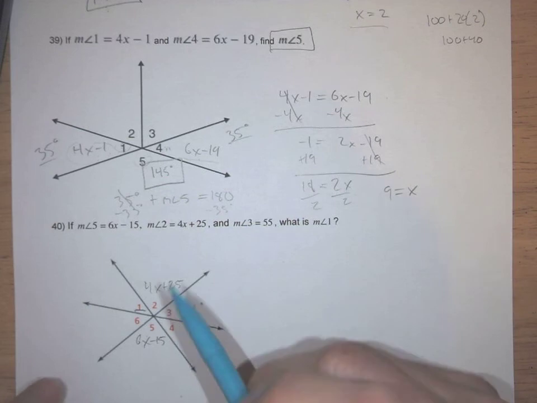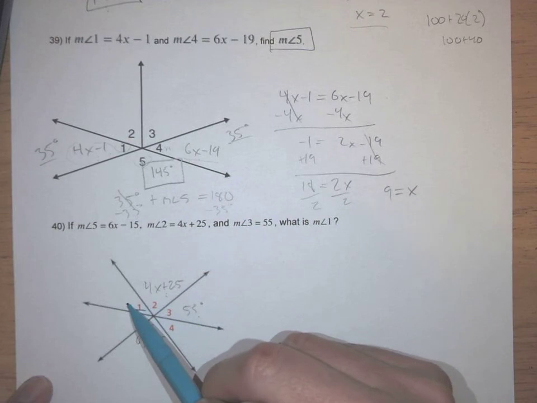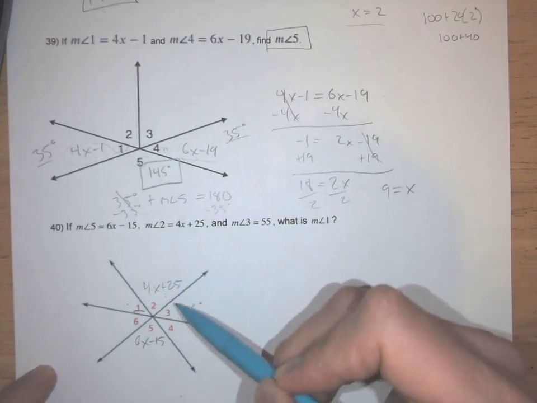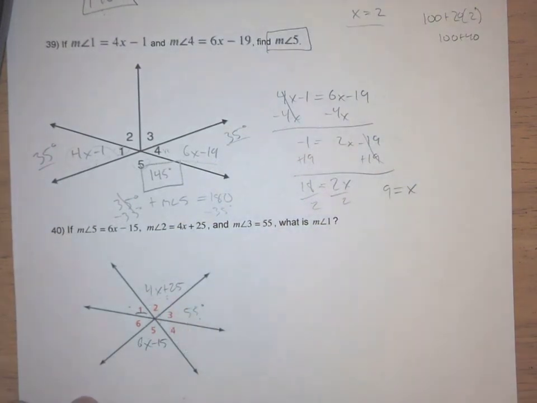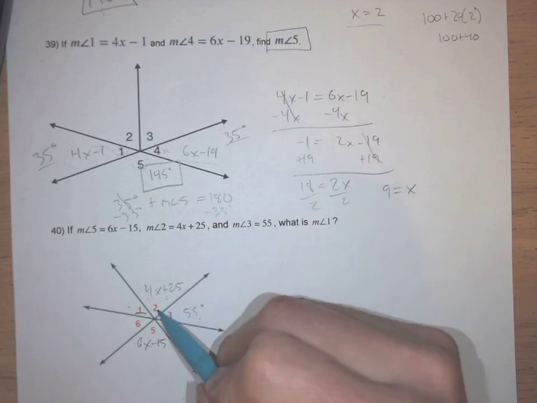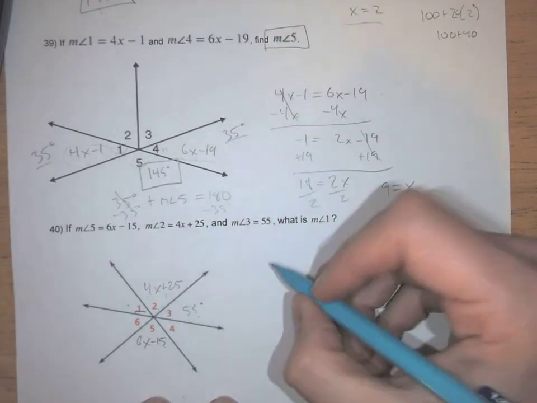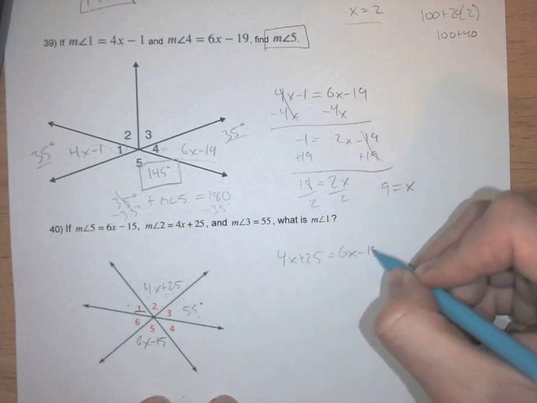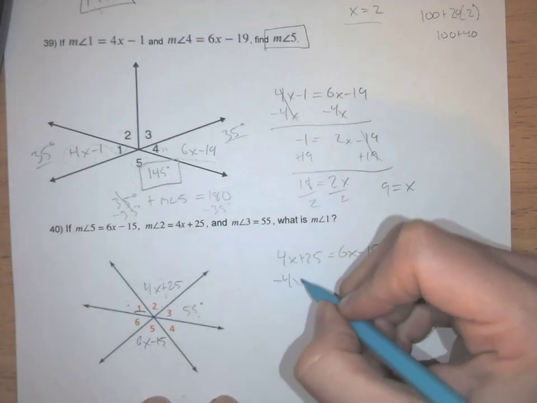So if we knew what this was, then we could say 55 plus this guy equals 180. Or we could take 180 and subtract whatever the sum of these two angles is to get angle 1. But we don't really know what this one is yet, so that's probably our first step. First step is to figure out what angle 2 is. To find that, we have to use this vertical angles idea. So 4x plus 25 equals 6x minus 15, because vertical angles are congruent. And that will allow us to find x here.